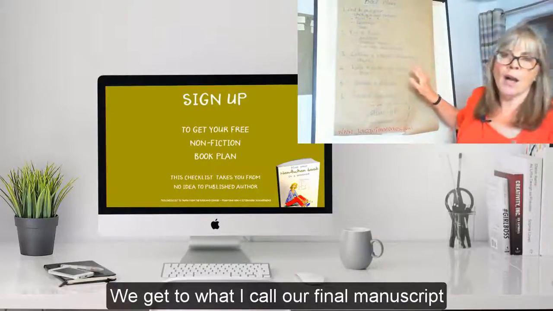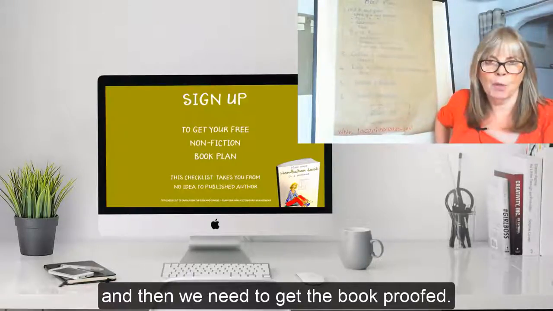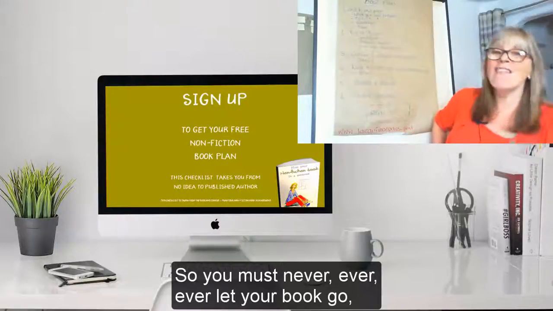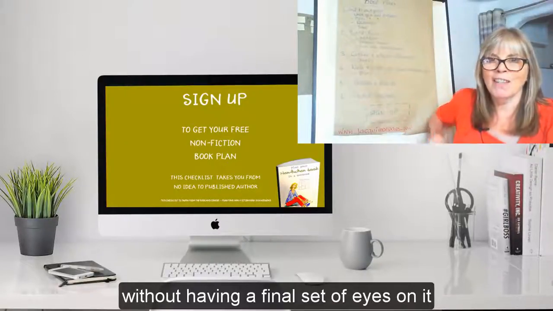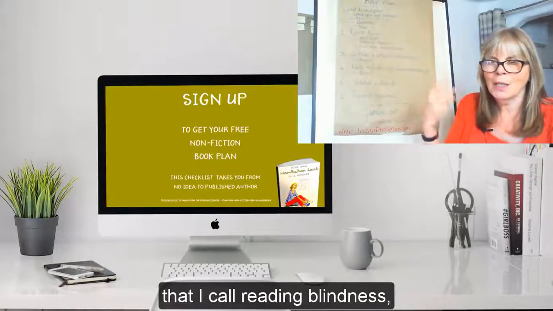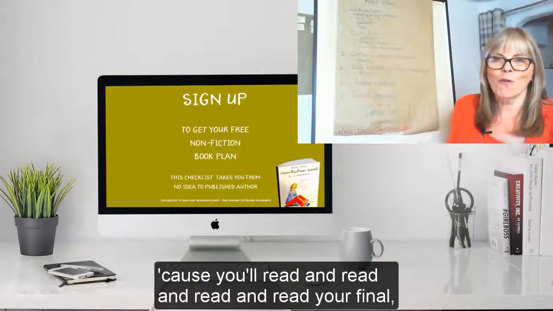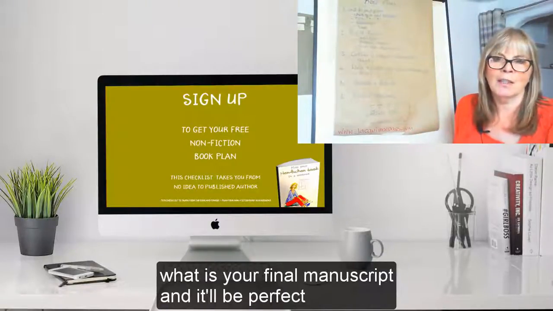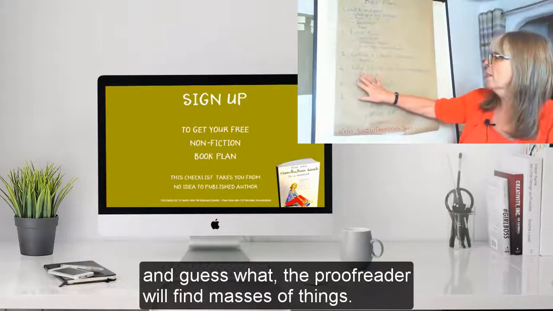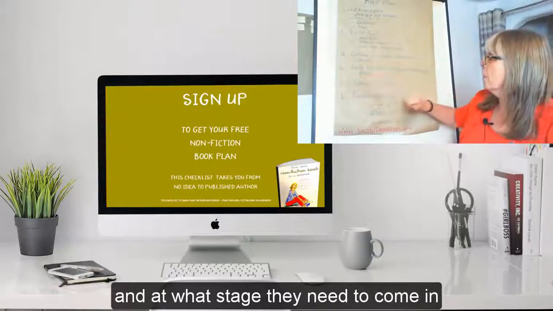We get to what I call our final manuscript, and then we need to get the book proofed. So you must never, ever, ever let your book go without having a final set of eyes on it. And believe you me, you'll get something that I call reading blindness, because you'll read and read and read your final manuscript, and it'll be perfect. And guess what? The proofreader will find masses of things. So the plan talks about the proofreader and at what stage they need to come in.